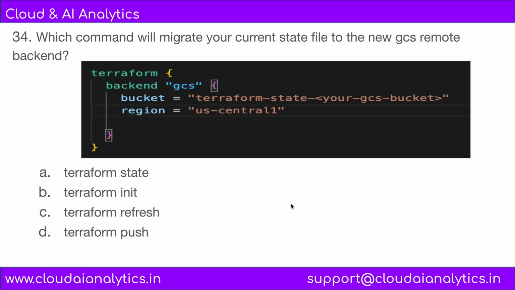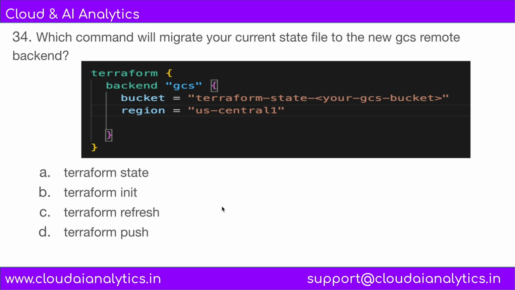So that's it. The right answer to this question is option B, terraform init. When you change your backend configuration from local to GCS bucket, or from S3 to GCS bucket, the first command you should execute is terraform init. When you execute this, Terraform will detect the backend change and prompt you to migrate the current state file to the new backend, that is from your local to the GCS bucket.